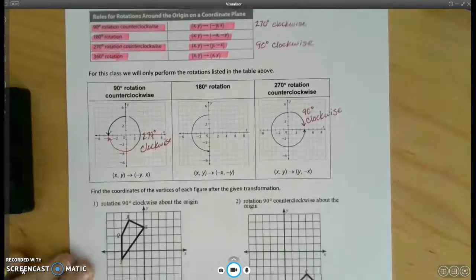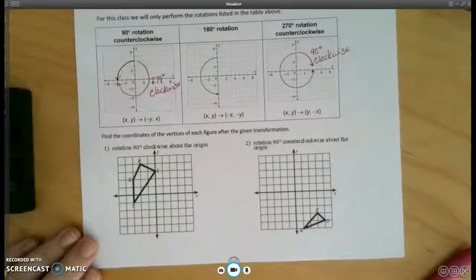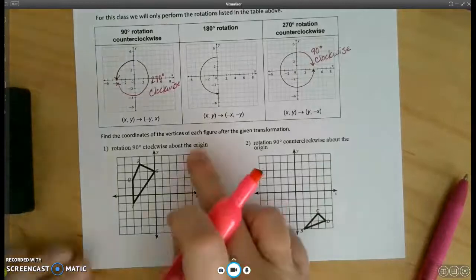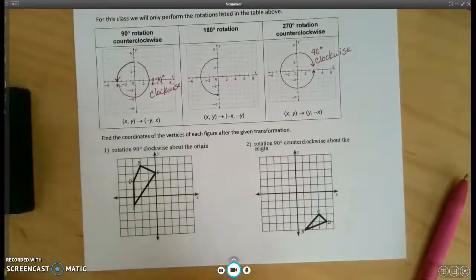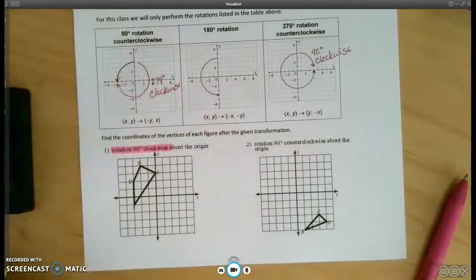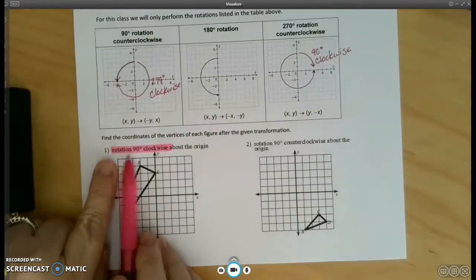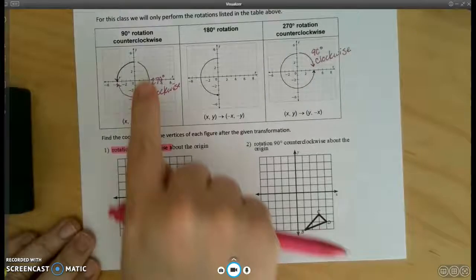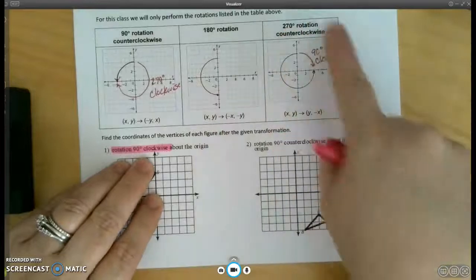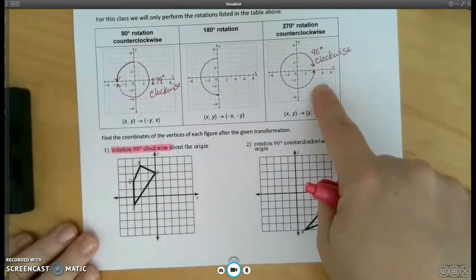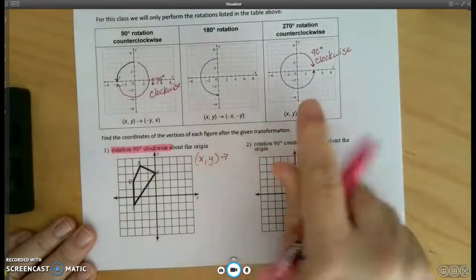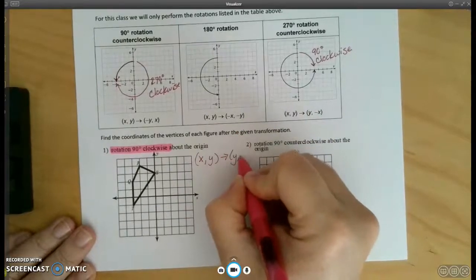So what does this mean as far as actually graphing? Find the coordinates of the vertices of each figure after the transformation. Now, it's going to say about the origin, because usually we're rotating here. When you get into higher level math, you may not be. But here's the key. We are rotating 90 degrees clockwise. So which circumstance? That's 90 degrees counterclockwise, or 270. This is 270 or 90 clockwise. We're talking about this situation right here. So this is what I'm going to focus on. My x and y values are going to become y, negative x.